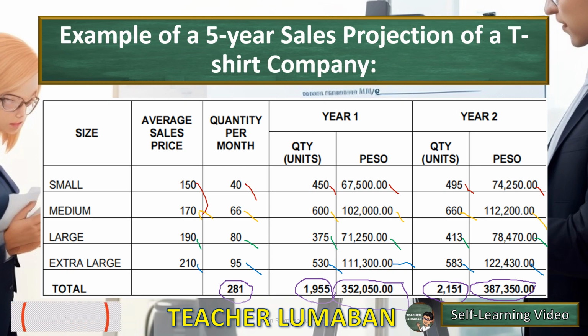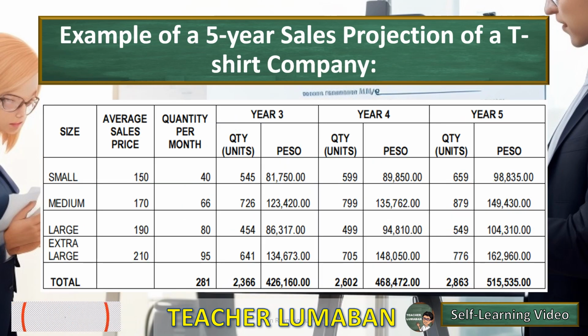For the small t-shirt size, the average sales price is 150, and the quantity per month is 40. The third year quantity units is 545 with 81,750 pesos. On the fourth year, there are 599 quantity units with 89,850 pesos. And on the fifth year, there are 659 quantity units with 98,835 pesos.